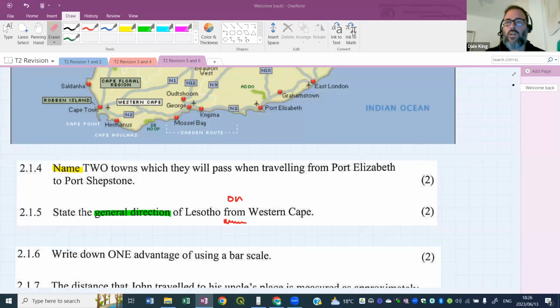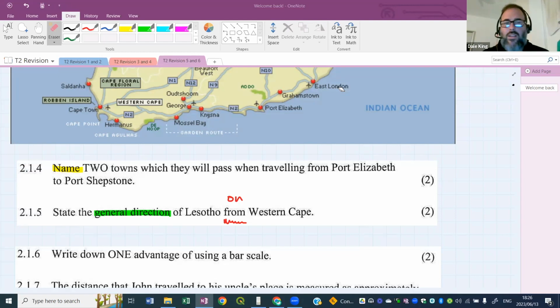No, Peter, it won't be right. It's got to be northeast. If you write southwest, it means you are going from Lesotho to Western Cape, the other direction. You've got to put your compass on the Western Cape, draw a line to Lesotho, and then check on your compass which one you're closest to. So if you wrote southwest, it means you've put your compass on Lesotho, which is the other way around.